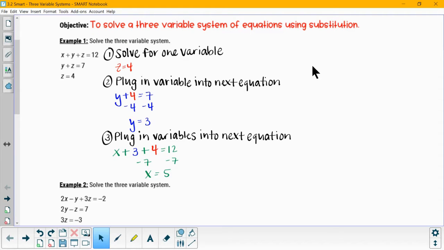And the last step is going to be write your answer as an ordered triplet, meaning you're going to have to write it in alpha order, x, y, z, 5, 3, 4.